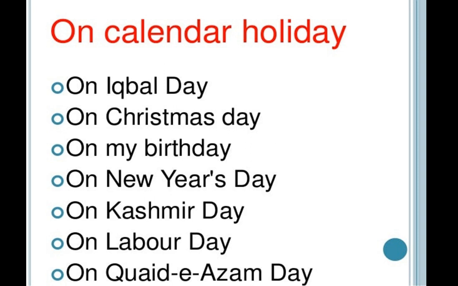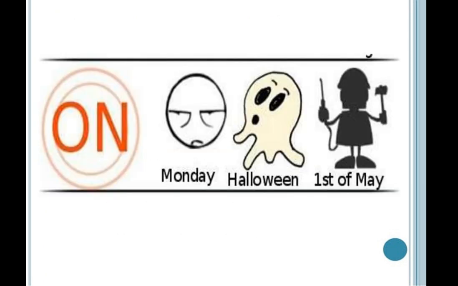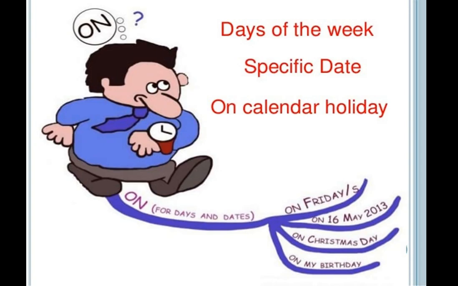On calendar holidays also: Christmas Day, my birthday, New Year, Kashmir Day, Labor Day. So you are going to use on. So on is used with Monday, Halloween, 1st of May. So on is used when you're talking about the days of the week, specific date, calendar date. Like on Friday, on 16th May 2013, on Christmas Day, on my birthday.